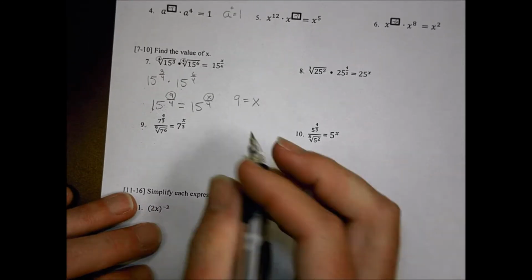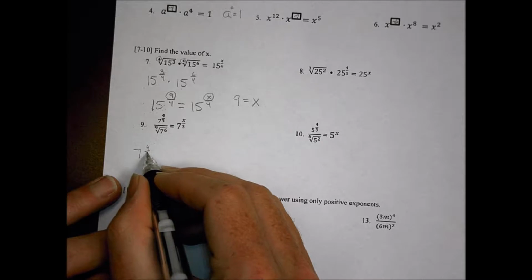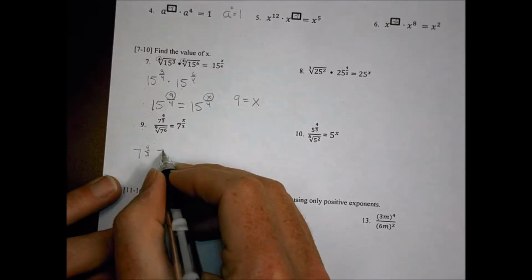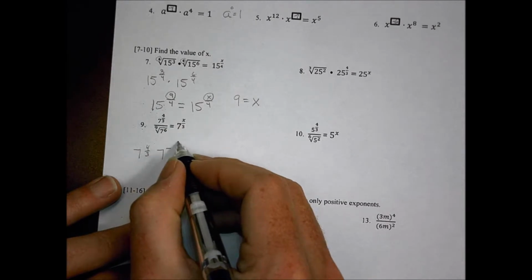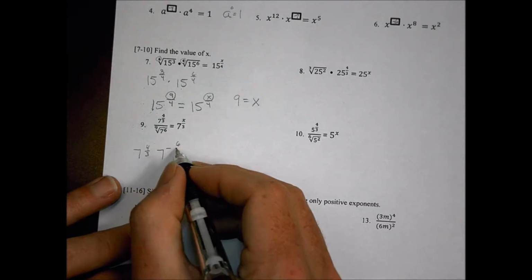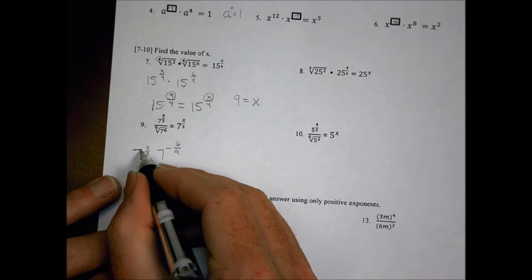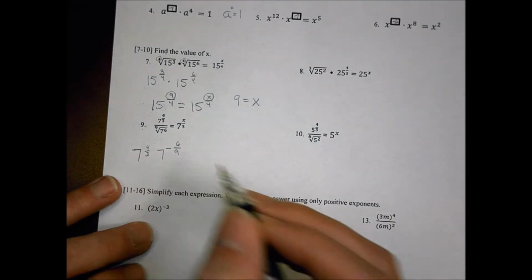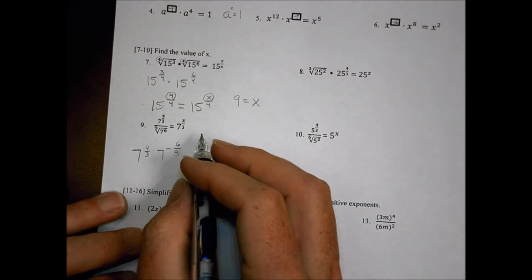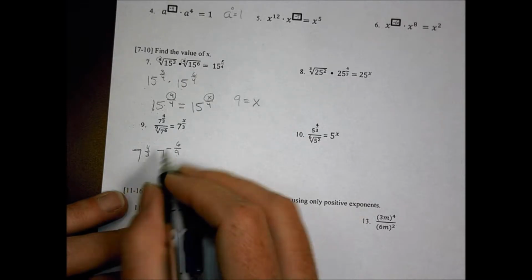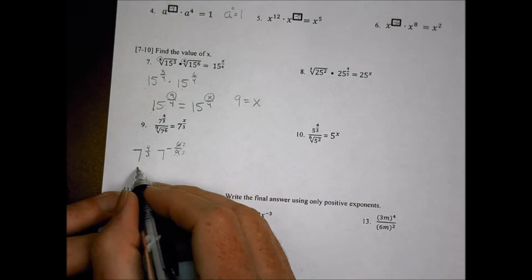Same idea for number 9. Here we have 7 to the 4/3. And this one here is 7, and let's make it negative because it's in the denominator. We have 6 for our numerator and 9 for our denominator. So I can't add those together quite yet because they don't have the same denominator, 3 and 9. Okay, so I want to rewrite that. This I can reduce. 6/9 can be reduced to 2/3.